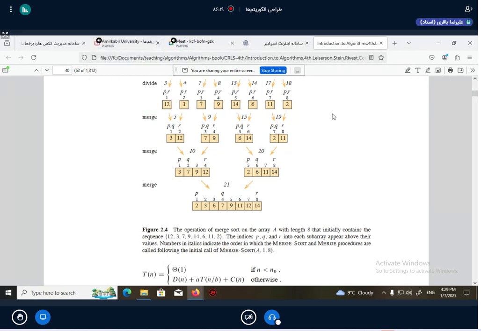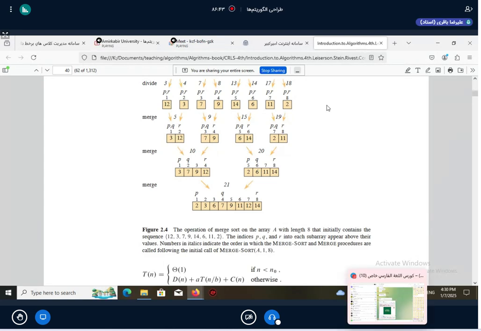Because the divide and conquer approach uses recursive calls, understanding what happens is a bit complicated. We should know how recursive calls work.